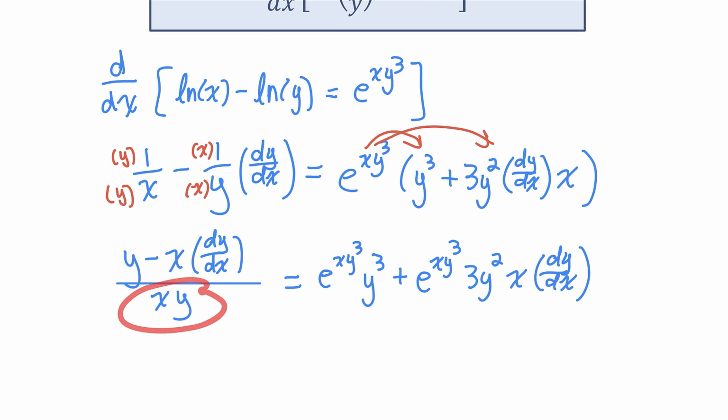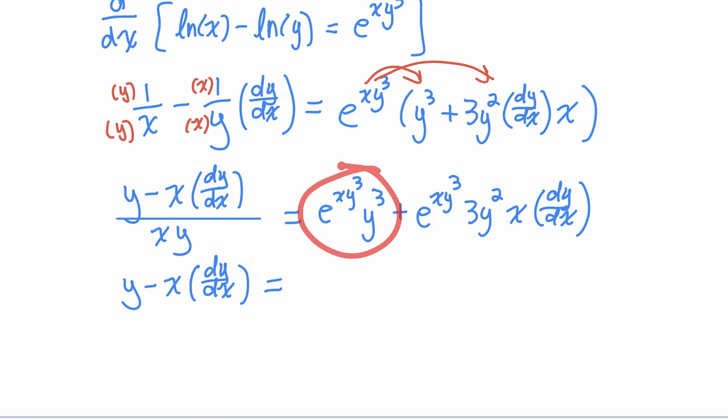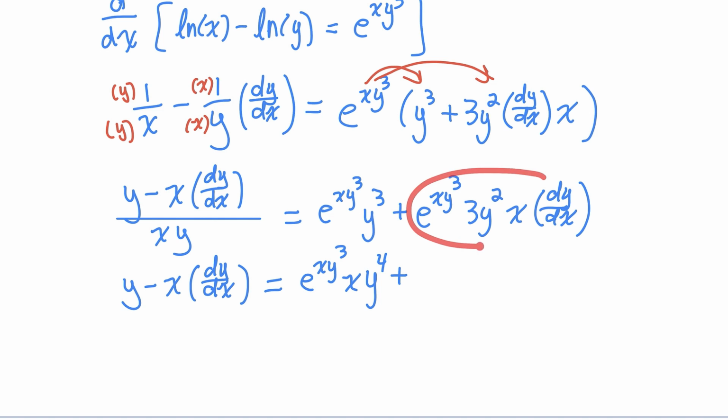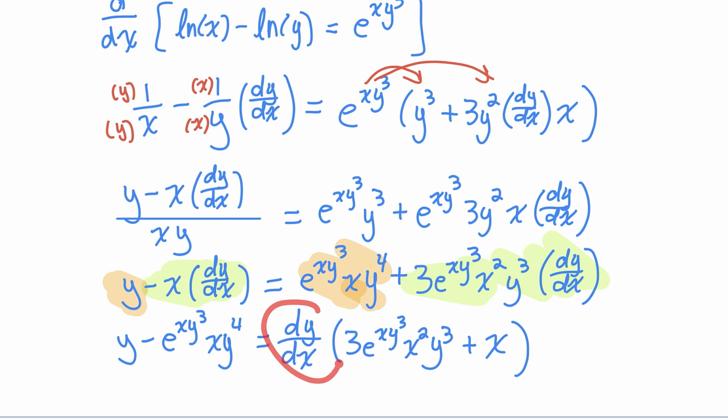Let me multiply both sides by xy. Let me multiply this term by xy. I get xy to the 4 plus, I also need to multiply this term by xy. I'm going to have an x squared and a y cubed. Now I need these terms that have a dy dx on the same side of the equation and the terms that don't on the other side. And notice I took the liberty of common factoring out that dy over dx at the same time.